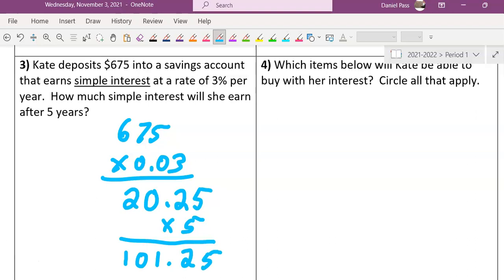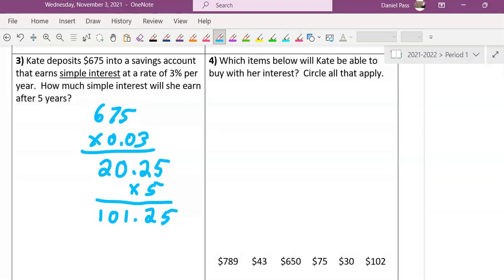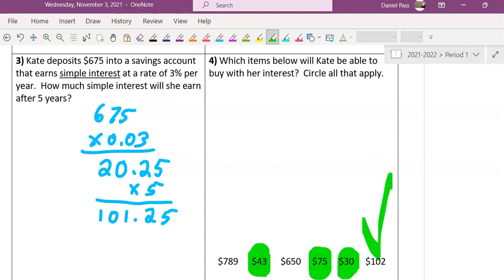Okay. What about number 4? Are you doing number 4? Okay. Yeah. So number 4, which items below will she be able to buy with that interest she made? $43, $75, and $30. So she can't quite afford $102, right? She's 75 cents short. Okay, excellent job.